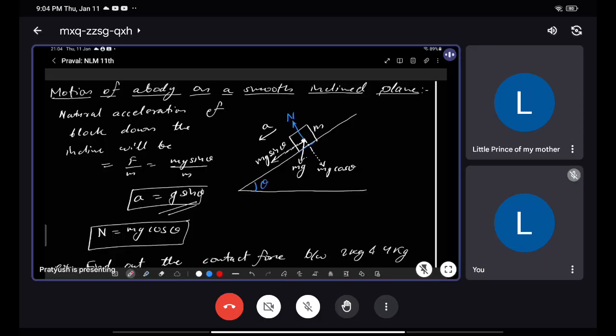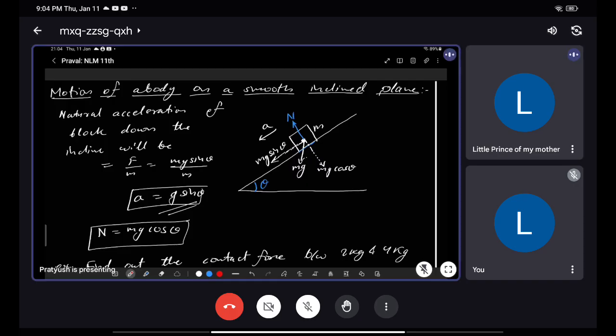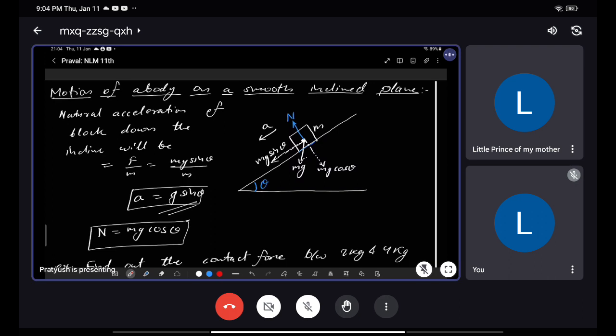If the angle of inclination is very, very small, it will not move. But if the angle of inclination is gradually increased, then what will happen? It will slide down. Yes, it will slide down. Fine. And because of which reason is it sliding down? Because of gravity. Gravity is always pulling it in the downward direction.